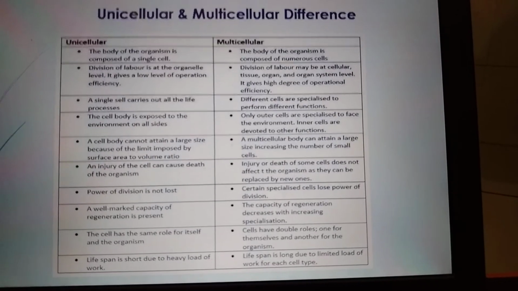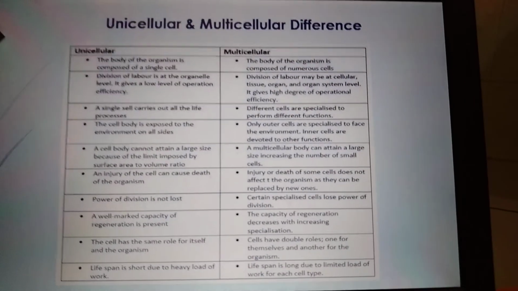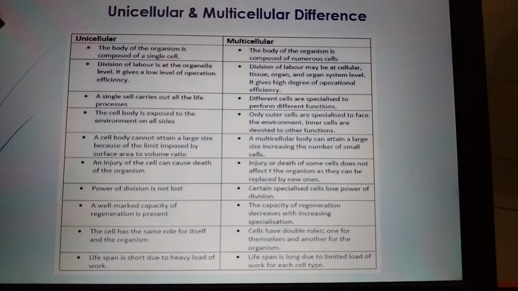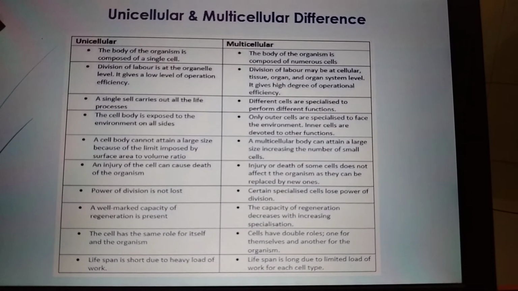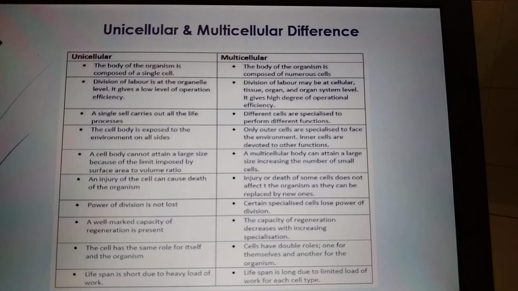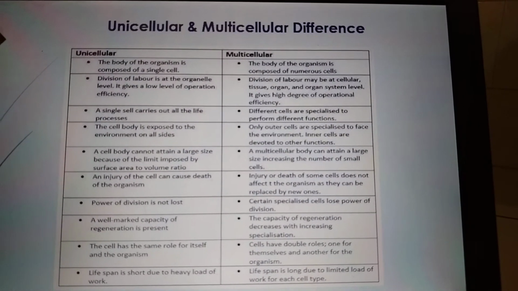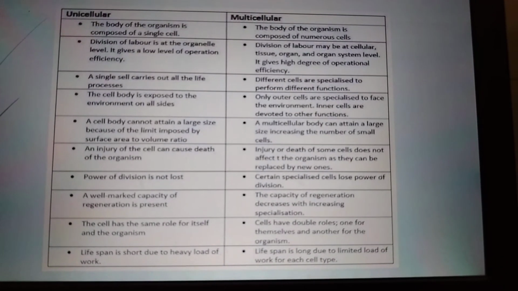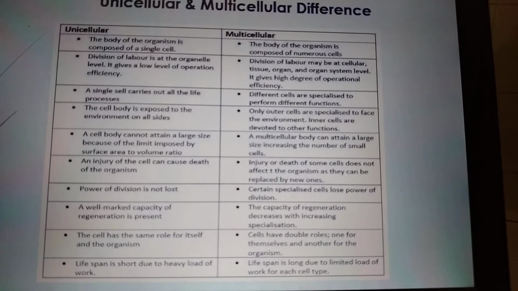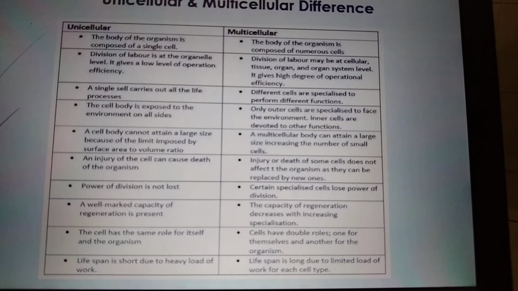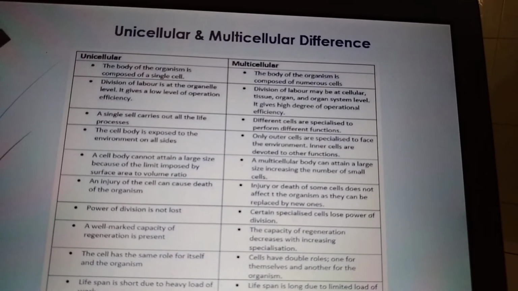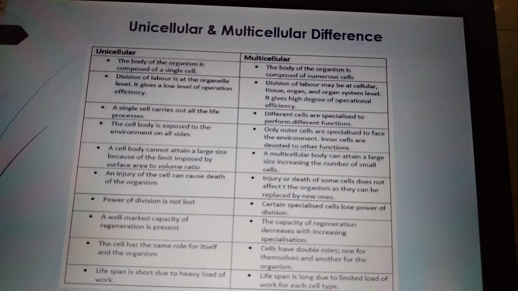Then the difference between unicellular and multicellular. In unicellular, the body of the organism is composed of a single cell, and in multicellular, the body of the organism is composed of numerous cells. There are many more points, you can learn the main points. Then we can go for the third point. A single cell carries out all the life processes in unicellular, while in multicellular, different or specialized cells perform different functions. Then the power of division is not lost in unicellular, while certain specialized cells lose the power of division.